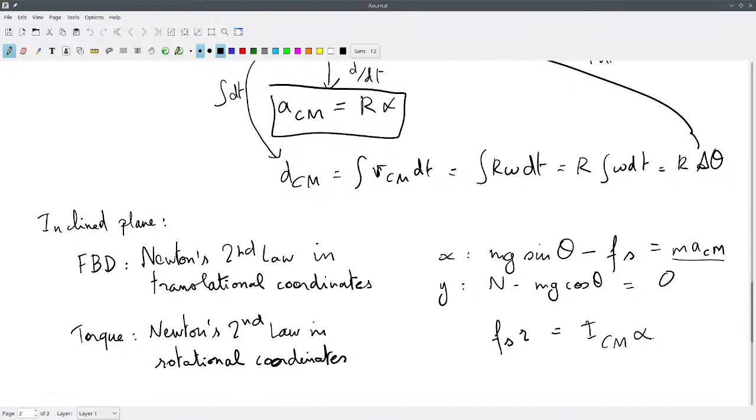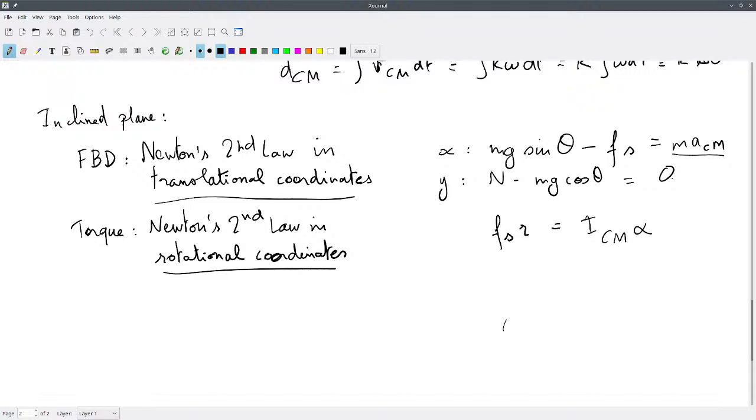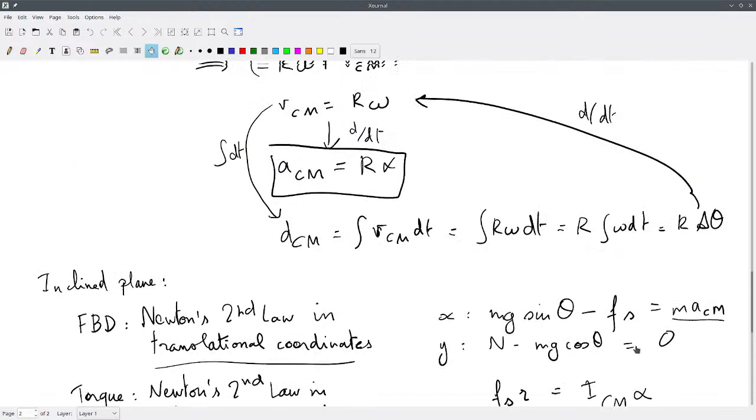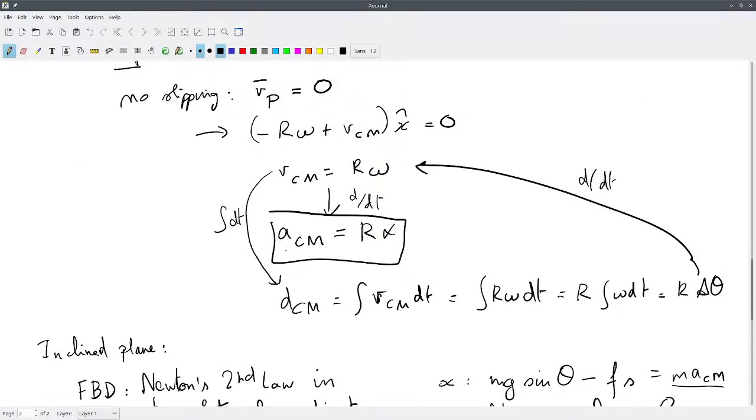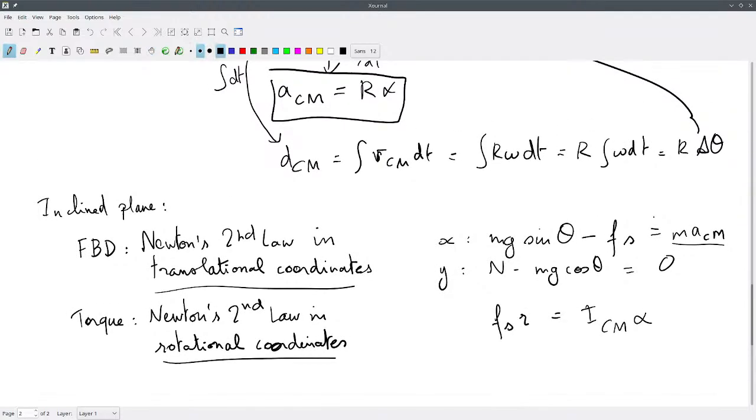So now we have our translational coordinates, rotational coordinates. Now we just need to combine them together. And that's what we use this formula in the box for. So alpha times r is ACM. So that's the connection due to rolling without slipping.